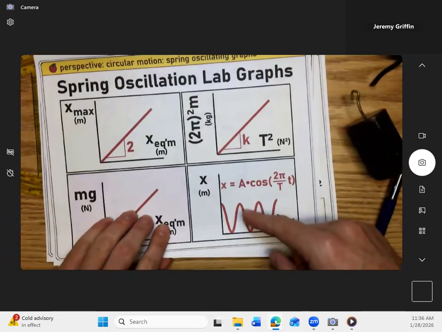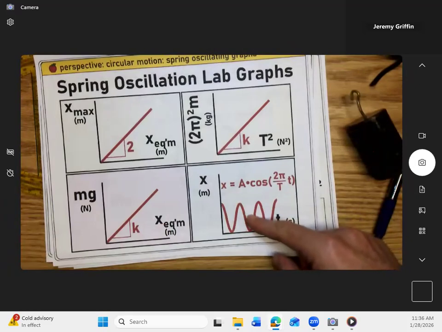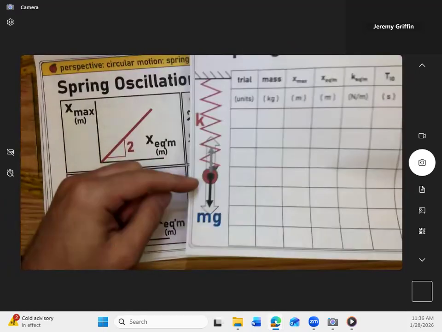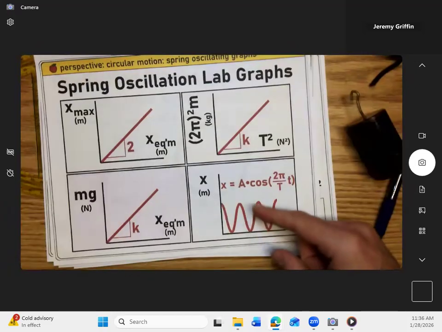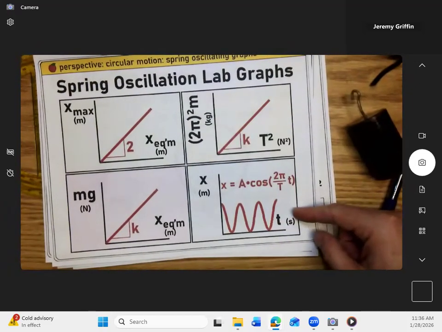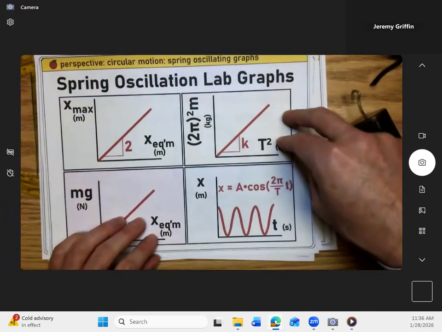That looks a lot like this. This could be position versus time, couldn't it? Like if you have a block on a spring, you pull it down, you say what is its height as a function of time, it oscillates just like this, right? So we'll move up to that. But let's take a few minutes.